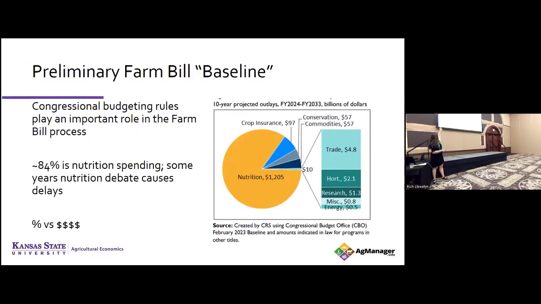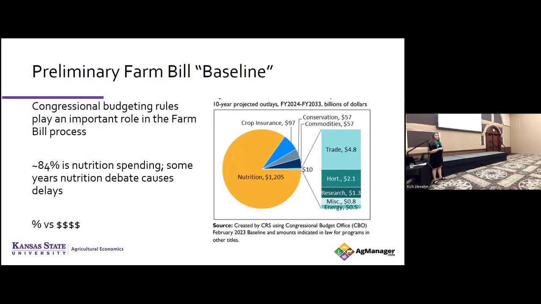So first of all, there's a concept of a baseline for a farm bill. When you write a new one, the Congressional Budget Office makes a budget. So look at what spending would be, based on the past farm bill, going out 10 years. This is the latest baseline we've had. It'll be 2024 to 2033.